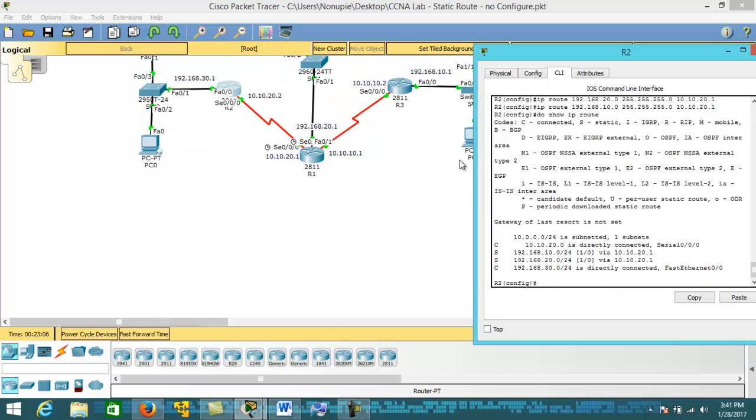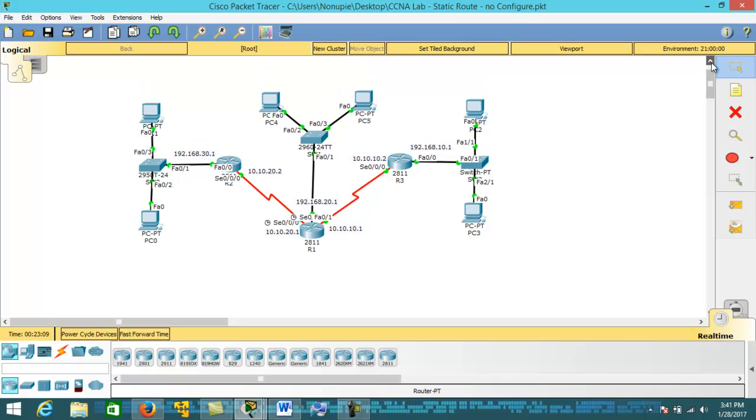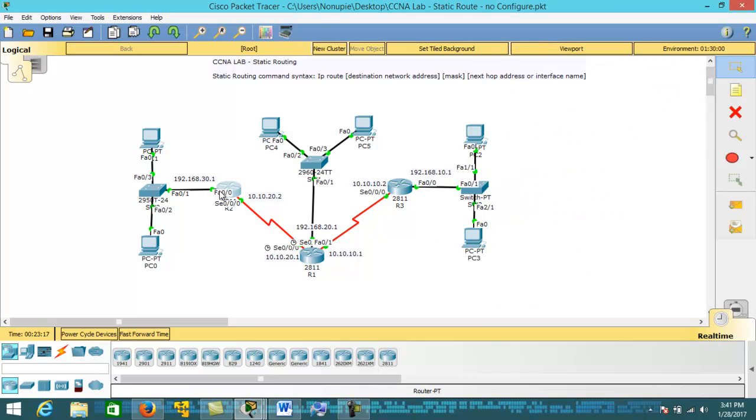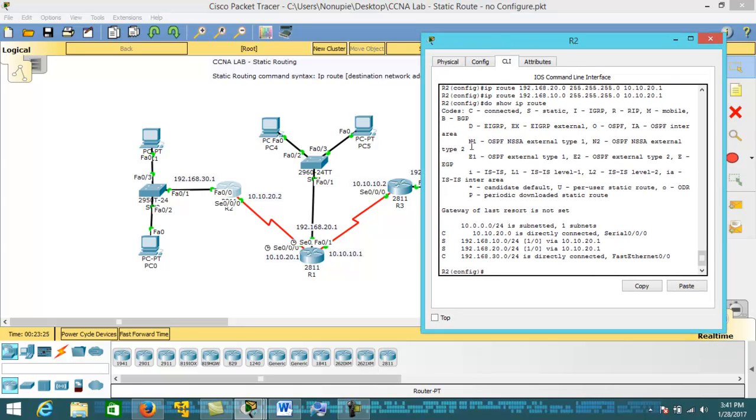So you can see that after configuring the static routing, there are two more routes on the routing table of router R2. You can see that this S stands for static routing. We have mentioned the two networks via static routing, that is 10.0 and 20.0. So this comes under the routing table of R2.